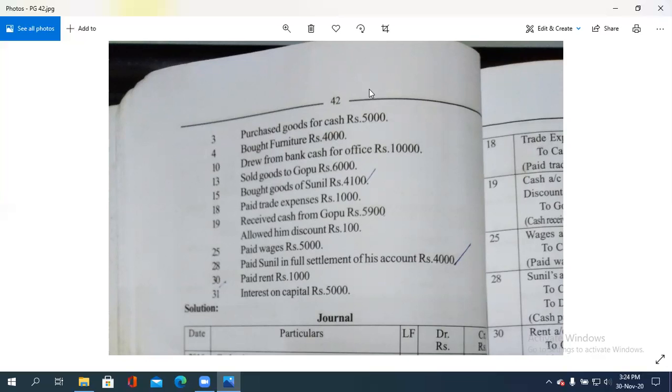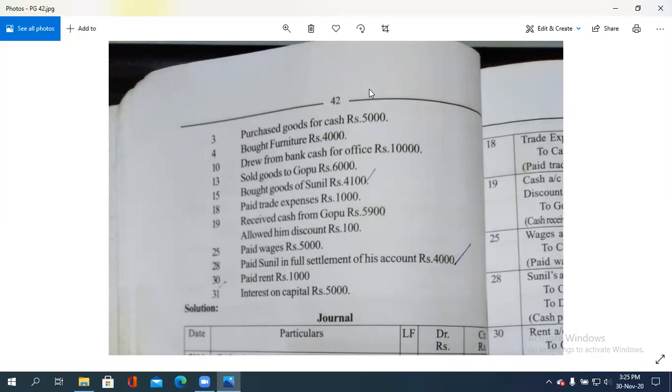So cash account debit 5,900. This is a compound journal entry because there are 2 debits, 1 credit. Credit is what? Gobu. Cash account debit to Gobu 5,900. Discount allowed account debit to Gobu 100. For that purpose, we prepared it in one single entry, that is cash account debit 5,900, discount allowed account debit 100, to Gobu. That is 6,000.